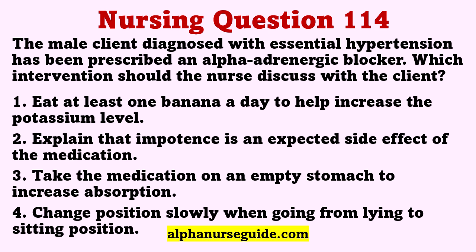The correct answer is 4. Change position slowly when going from lying to sitting position. Orthostatic hypotension may occur when the blood pressure is decreasing and may lead to dizziness and lightheadedness, so the client should change position slowly. The potassium level is not affected by an alpha-adrenergic blocker. Impotence is a major cause of noncompliance with taking prescribed medications for hypertension in male clients. Noncompliance should be reported to the HCP immediately so the medication can be changed.